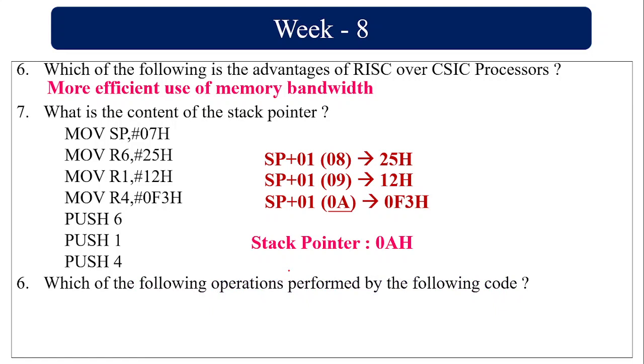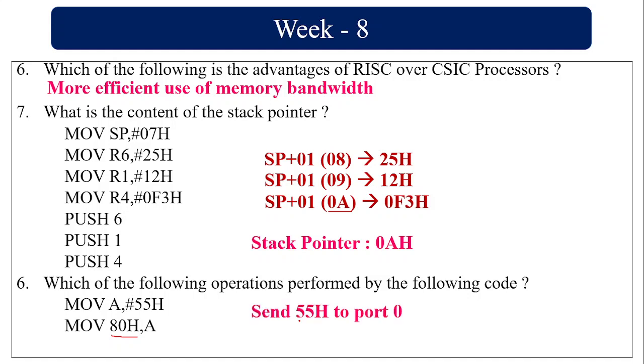Which of the following operations is performed by the following code? So move A, 55 and move 80, A. So here the content 55 is moved to your accumulator. From that accumulator, this 55 is moved to your 80H. So 80H is going to be port 0. So send 55 to port 0.